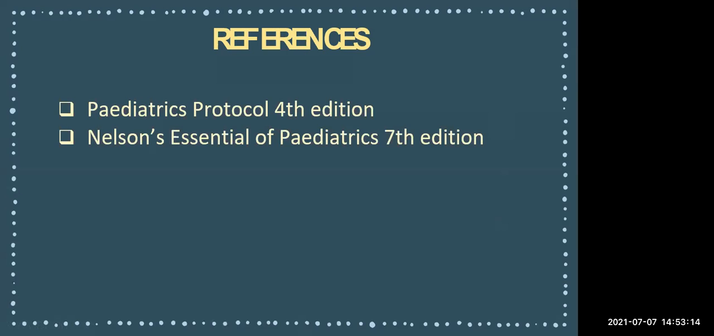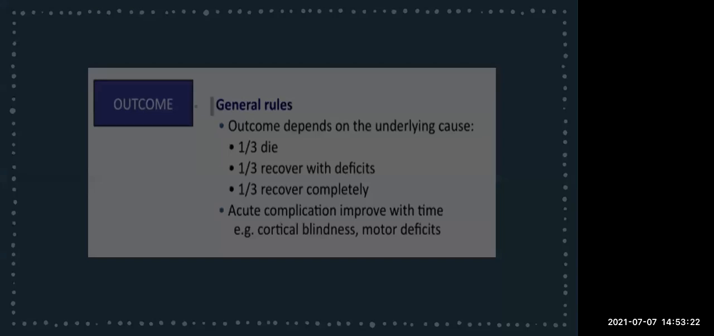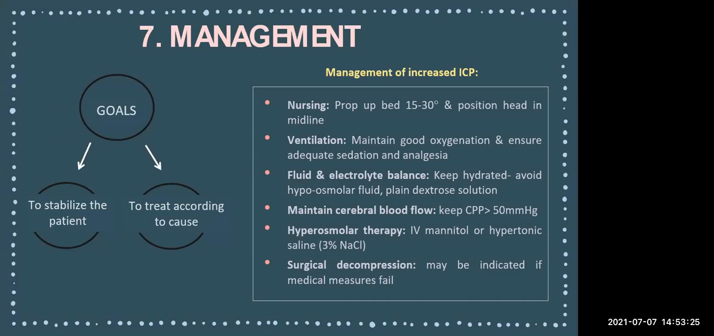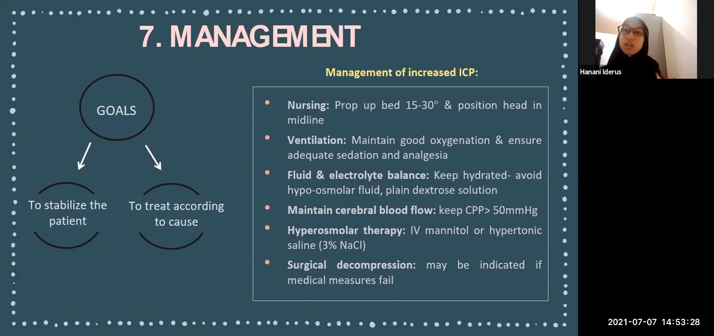I have a question. Yes. Okay, so how do we ensure that cerebral perfusion pressure CPP is more than 50 millimeters of mercury, as you mentioned in the management slide? Actually, how we measure CPP is MAP minus the ICP level. So if we want to ensure that the CPP is more than 50 millimeters, we need to reduce the ICP level. How we can reduce the ICP level is by using hyperosmolar therapy.